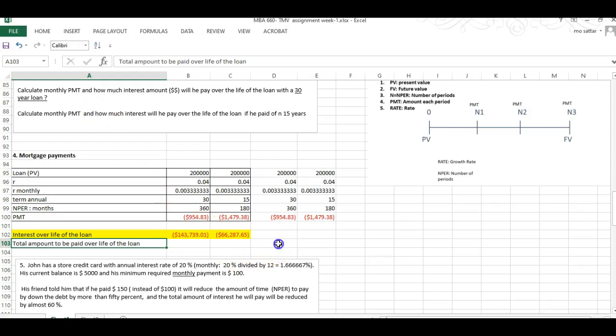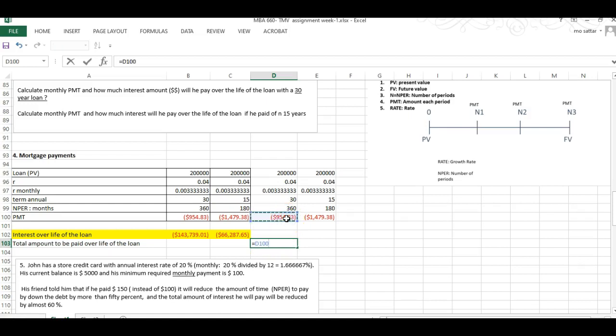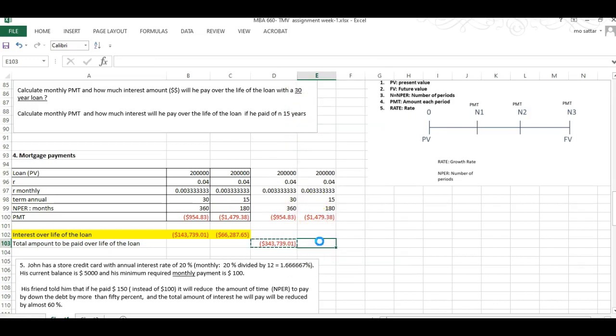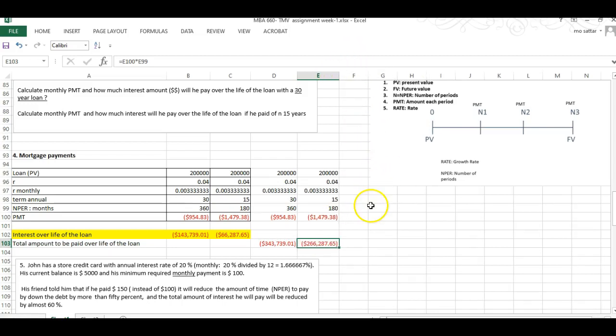So the first one over here is that I am paying this much, and I am paying it for this number of periods. So I'm paying $954.83 for 360 times. So basically, over the life of the loan, I am going to pay $343,739. Similarly, here I'm going to pay $1,479.38 for 180 periods. So here, if I do the calculation, I will get $266,287.